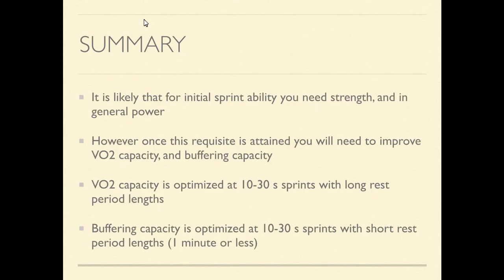So in summary, it's likely that for initial sprint ability, you need strength and in general power. Once you've acquired that, once this requisite is attained, you need to improve VO2 max capacity and buffering capacity. VO2 max is optimized at 10 to 30 second sprints with long rest periods, and buffering capacity is optimized at 10 to 30 second sprints with short rest periods, with 1 minute or less. So you will likely want to periodize for repeated sprint ability, okay? So again, you take an athlete, they're weak, they need to increase their strength. Once you have their initial sprint up, you need to actually improve their ability to replenish PCR, which is going to be the 10 to 30 second sprints with long rest period lengths.